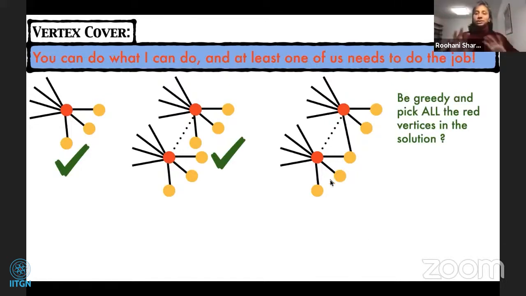So the instance is exactly this. There are these two red vertices and there are these yellow vertices, and then there are remaining vertices, and I don't care how those remaining vertices are connected. I'm just looking at this local part of the graph, and in this particular instance, can I say that we just go ahead and pick all these red vertices into the solution? So no one?